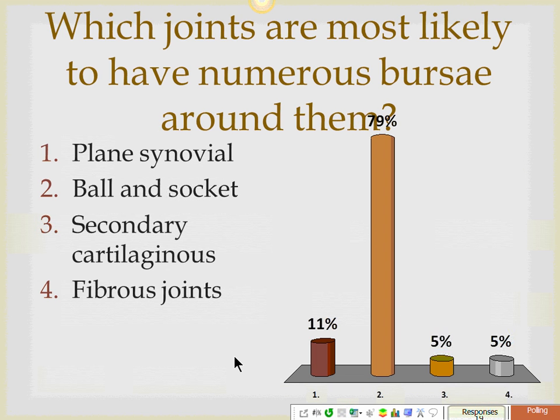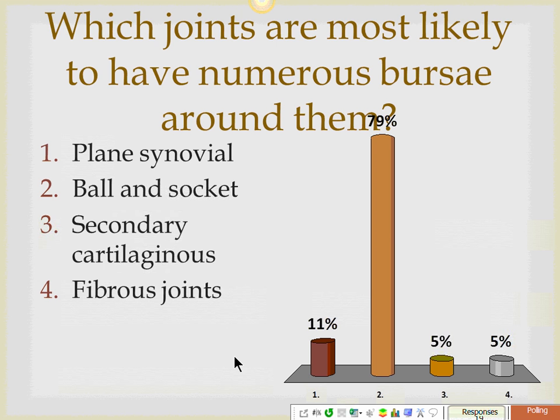Okay, ball and socket, yes, numerous bursae. Wherever there is a lot of movement, that's where you want bursae. Because what is the function of a bursa? To prevent friction. So in a plain synovial joint, which has very little movement, because just gliding movement, why would you need bursae around that, right? It's not going to move too much, isn't it?